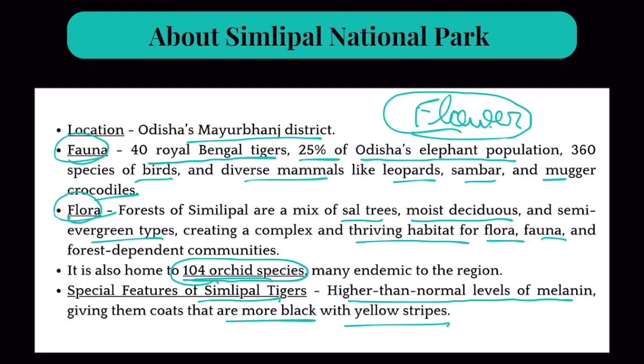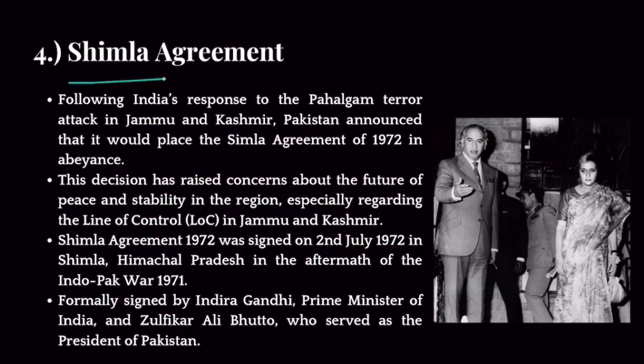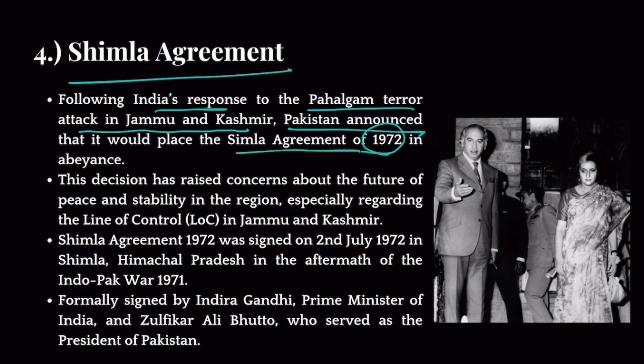All right. And now let's move on to the last topic of the day, which is Shimla Agreement. So following India's response to Pahalgam terror attack in Jammu and Kashmir, Pakistan announced that it would place the Shimla Agreement of 1972 in abeyance. Now, this decision has raised concerns about the future of peace and stability in the region, especially across line of control in Jammu and Kashmir.